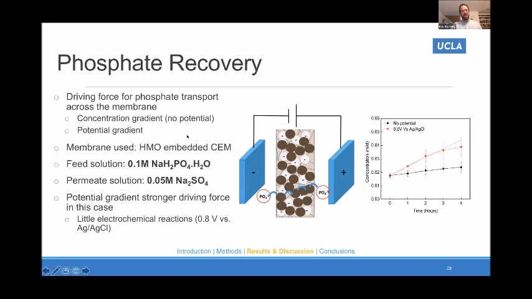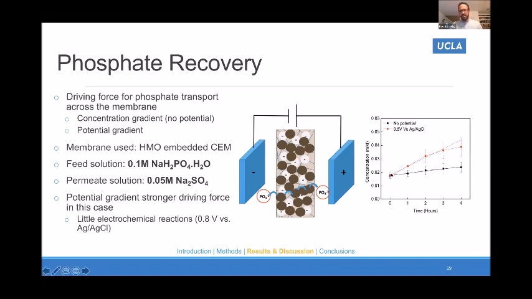We tried two different methods to drive the phosphate across the membrane. One is just a concentration gradient, and the other is by applying an electrical field, or a potential gradient. In this case, this was our first set of experiments. The feed solution was 100 millimolar sodium phosphate, and the permeate was 50 millimolar sodium sulfate. The sodium sulfate would be here on the anode side, and the phosphate solution would be here on the cathode side. And you have a driving force from left to right pushing the phosphate across the membrane, either again a concentration gradient or a potential gradient.